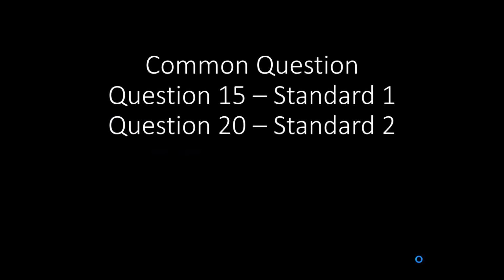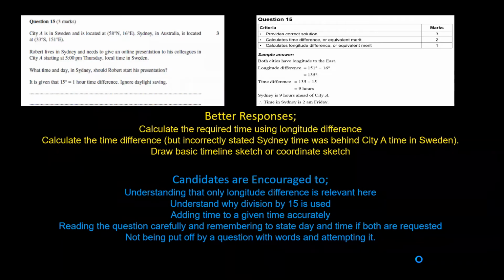Question 15 was the Standard 1 question. Question 20 was the Standard 2 common question. Obviously, this is a latitude and longitude question. In better responses, students calculated the required time using longitude. So students clearly knew that longitude was in reference to time. They calculated the time difference by dividing by 15.